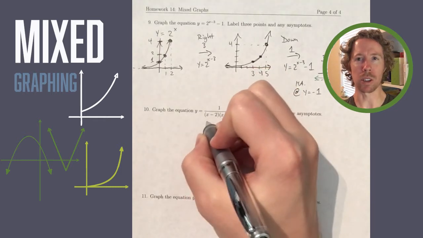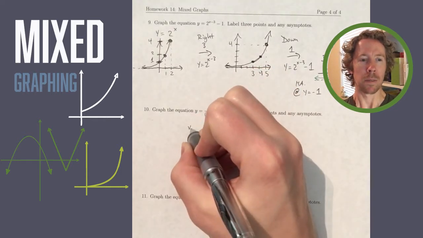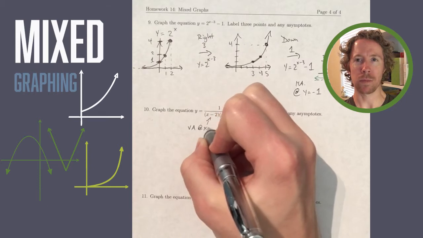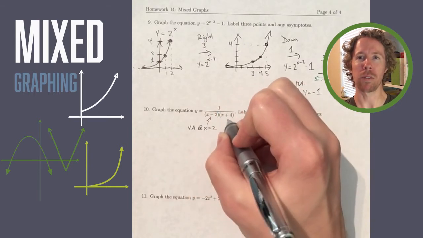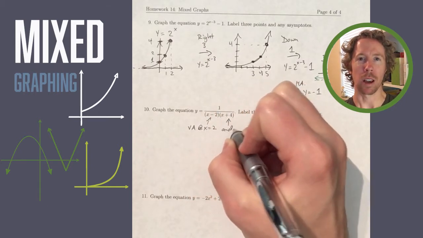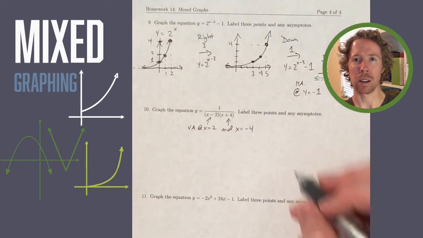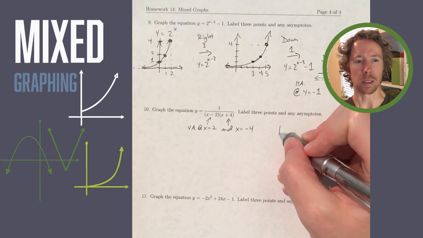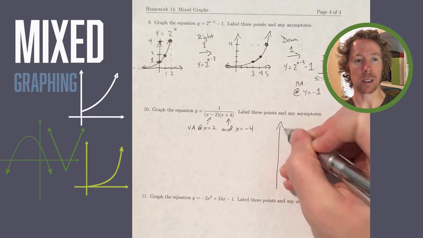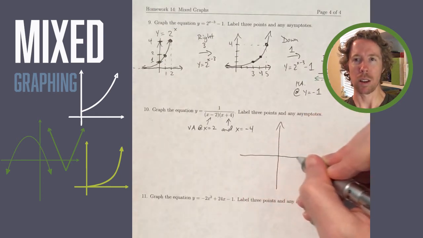When I look at this equation that I'm asked to graph here, I notice it's a rational equation. So I'm going to immediately look for vertical asymptotes. And remember, those happen where you get a 0 in the denominator. We can't divide by 0. So I'm going to go ahead and set that denominator equal to 0.